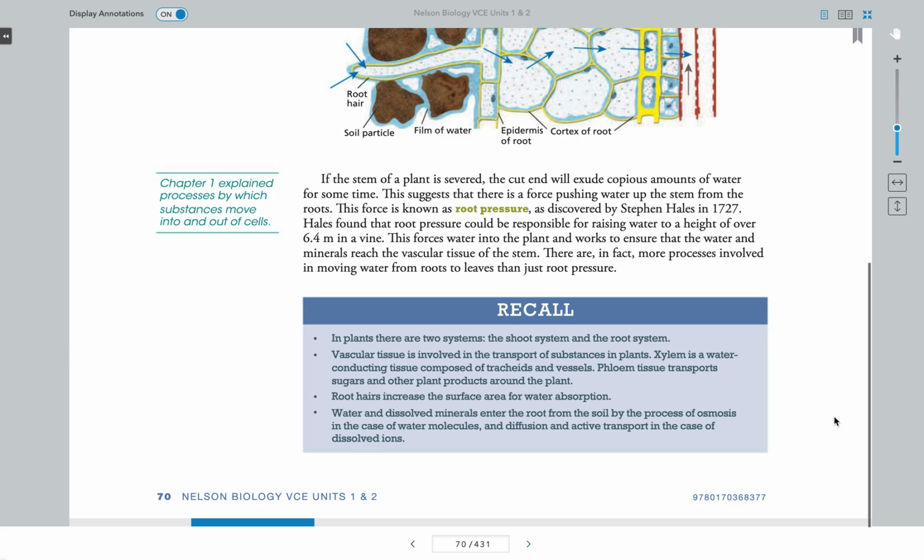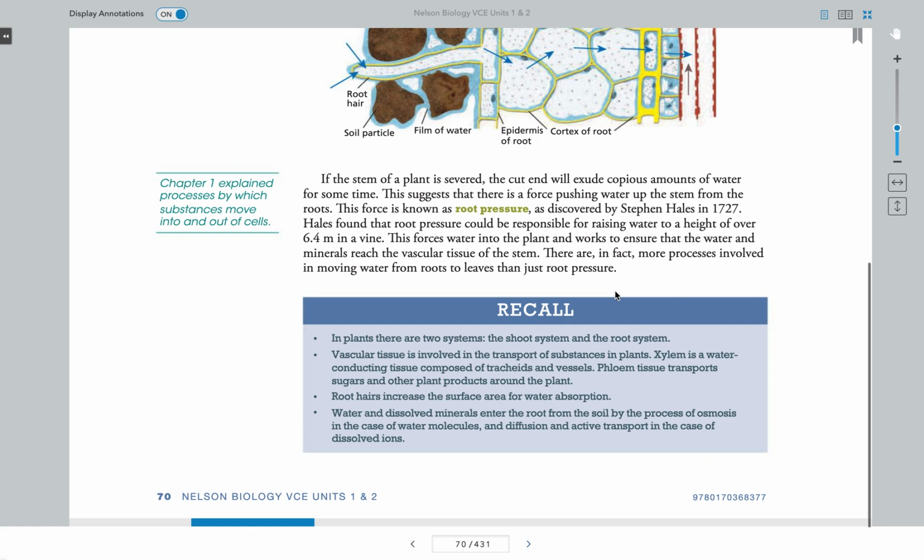This suggests that there is a force pushing the water up the stem. Hales found that root pressure could be responsible for raising water to a height of over 6.4 metres in a vine. This forces water into the plant and works to ensure that the water and minerals reach the vascular tissue of the stem. There are, in fact, more processes involved in moving water from root to leaves than just root pressure.